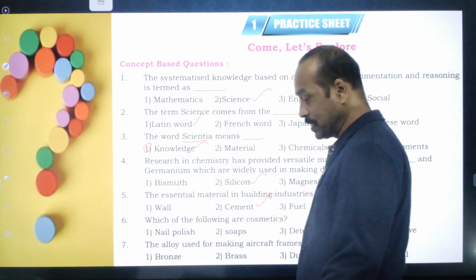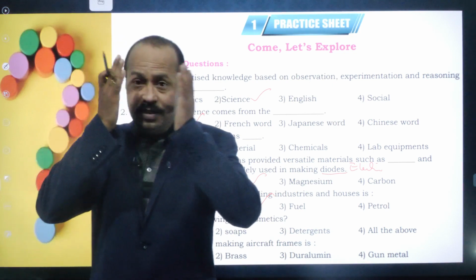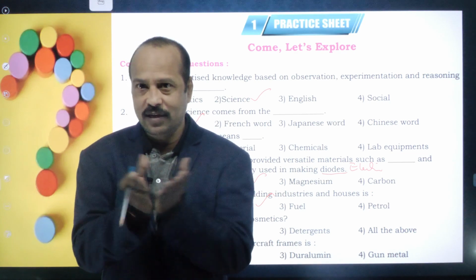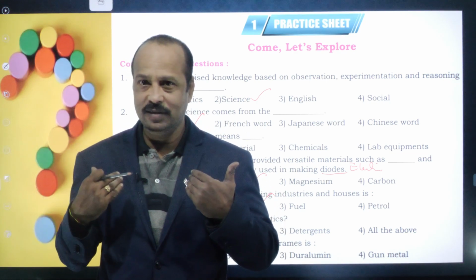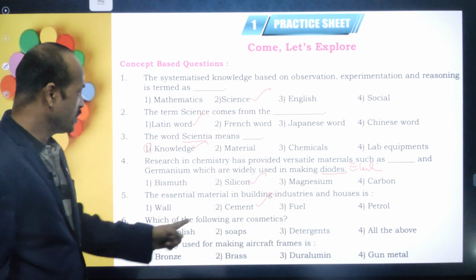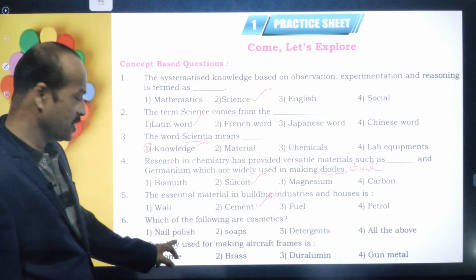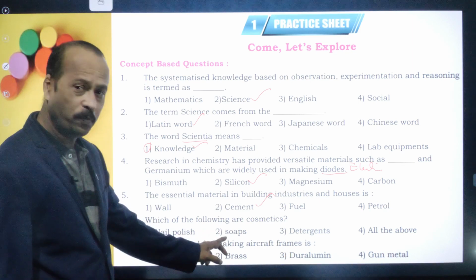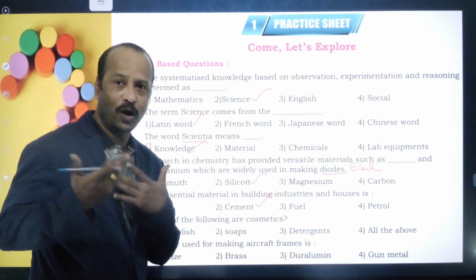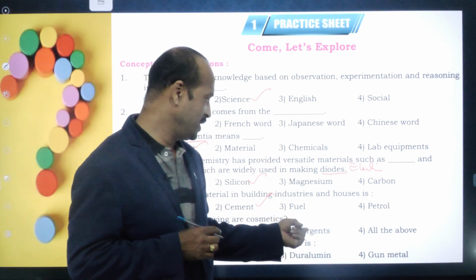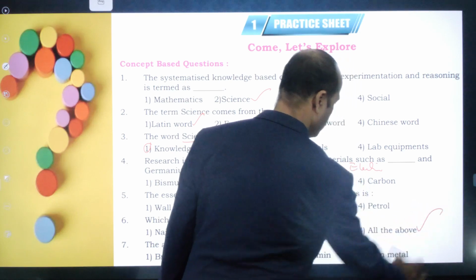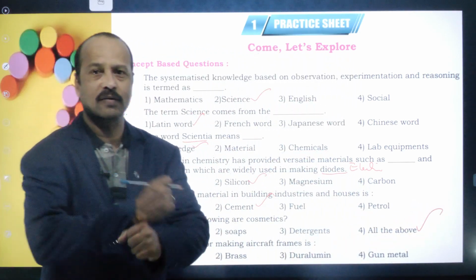Which of the following is a cosmetic? Cosmetics alter the appearance of a person, to look beautiful or handsome. Now which of the following is a cosmetic? One is nail polish. Is it a cosmetic? Of course. Soap, yes, because this also improves our appearance. Detergents are actually not, but they improve our appearance by washing our clothes.